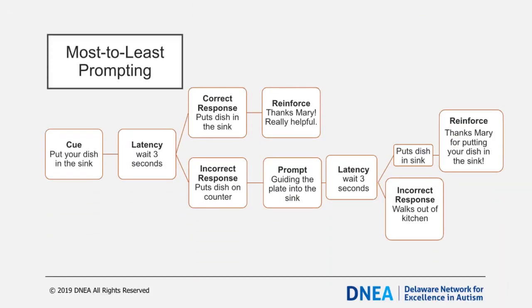Let's look at using most to least prompting to help Mary put a dish away in the sink. To begin, you will deliver the cue by saying, "Put your dish in the sink." Then you will wait 3 seconds, or the latency, for Mary to respond to the cue. If Mary puts the dish in the sink, you will reinforce by saying, "Thanks, Mary, that was really helpful." If Mary responds incorrectly, such as putting the dish on the counter, you will interrupt and begin to deliver the level of prompting that you are currently using.